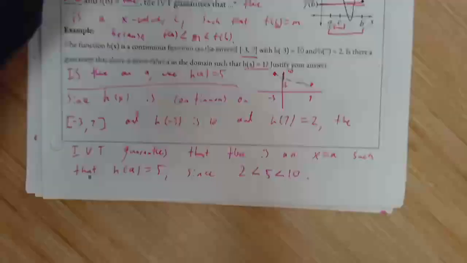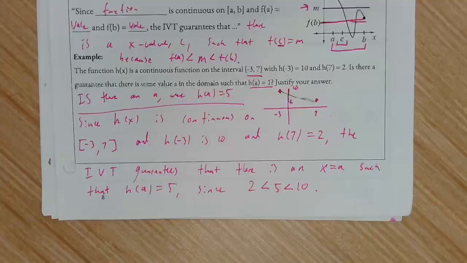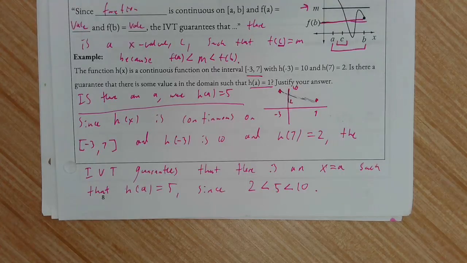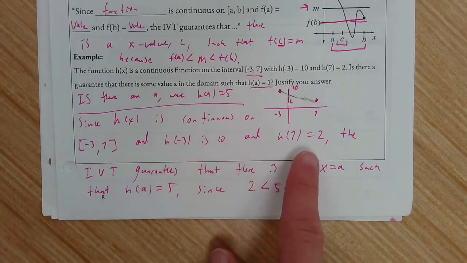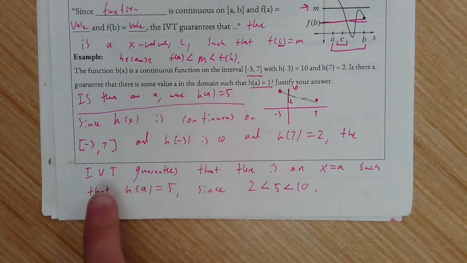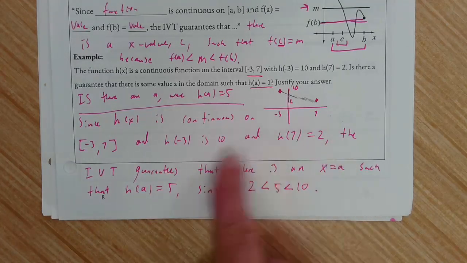Oh, you can't see it. Okay. We'll keep practicing the sentence, guys. I know it seems really hard, but it doesn't have to be worded exactly like this, but you need to hit the key points. You need to hit that h of x is continuous. You need to say what h of A and h of B are, and then you're allowed to say there is an A such that the y value is between those two.